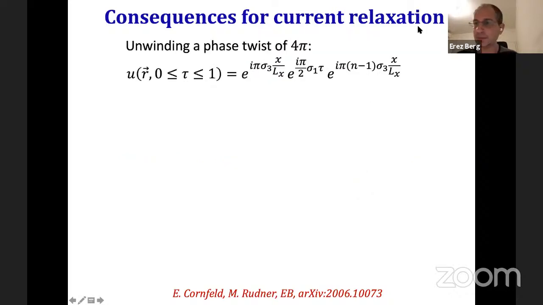Now, because the pi1 of SO3 is Z2, if you have two such phase windings, a total phase winding of 4 pi, you should be able to continuously deform that state into a state where the phase doesn't wind at all. This is unlike in the usual superconductor. In a 2D superconductor with a current carrying state, the phase is winding, and the only way to unwind this phase is by creating vortex-anti-vortex pairs that can then dissociate and move to the boundaries of the system, thereby relaxing the current.